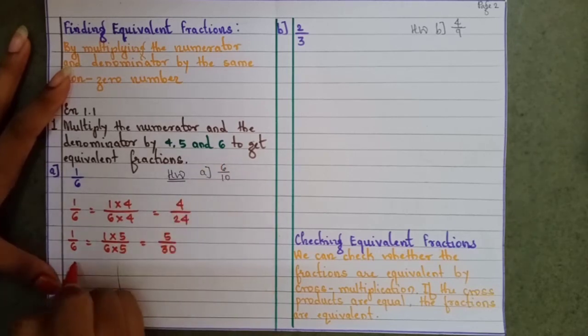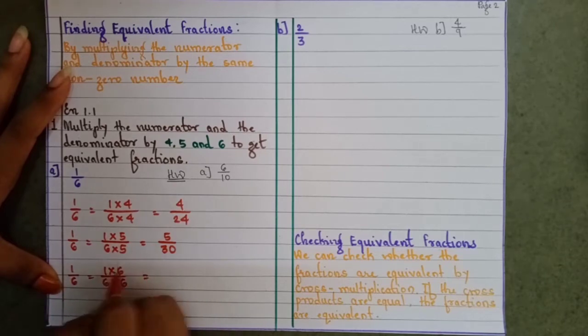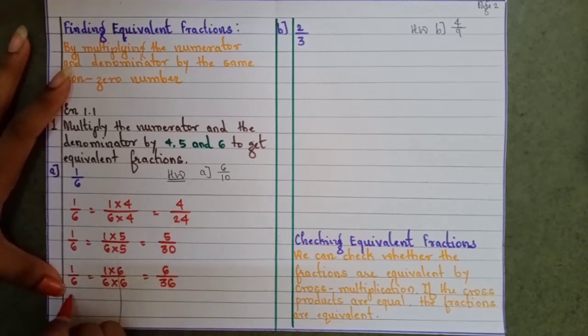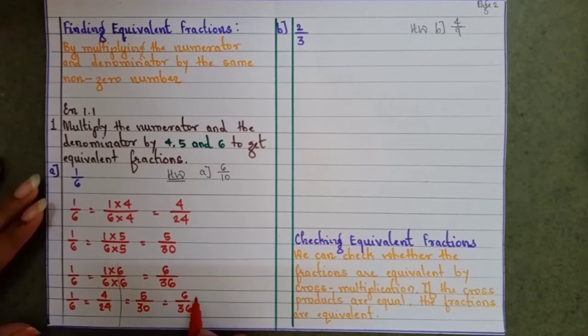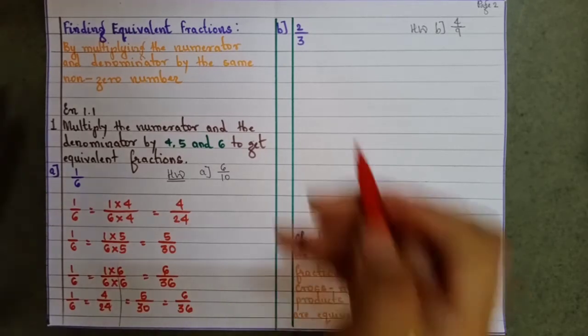Next, let's multiply by 6. 1 by 6 equals to 1 into 6 upon 6 into 6. 6 1s are 6, 6 6s are 36. Therefore, equivalent fractions of 1 by 6 are 4 by 24, that equals 5 by 30, that equals to 6 by 36. So these fractions are equivalent fractions which are obtained by multiplying 4, 5 and 6 respectively. Similarly, we shall solve B example.